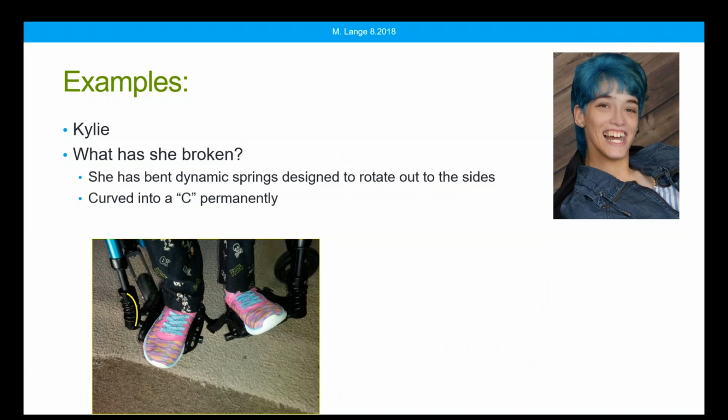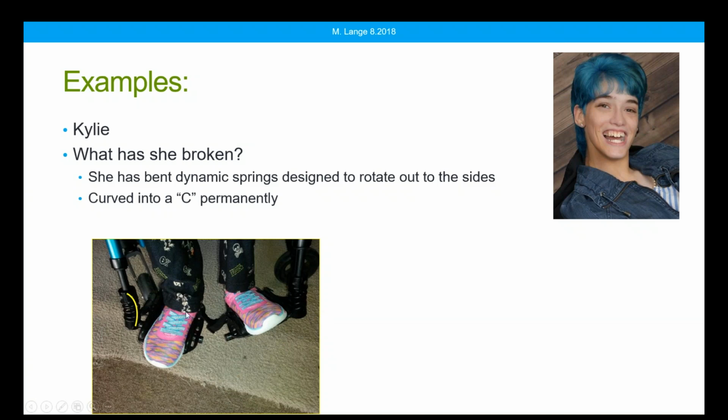This is Kylie rocking her cool hair color here. She is very interested in the theater and is often in charge of casting people for productions. And she was rocking this blue because she was working on Frozen. She has bent these springs that are designed to rotate. These springs are often placed between the footrest hanger and the foot plates to allow the foot plates to rotate outward. And part of that is if the edge of this foot plate whacks into a door frame, for example, this will take the heat instead of the footrest hanger.